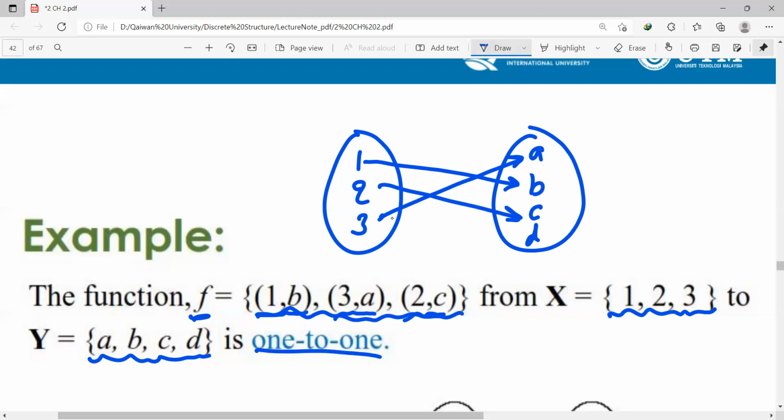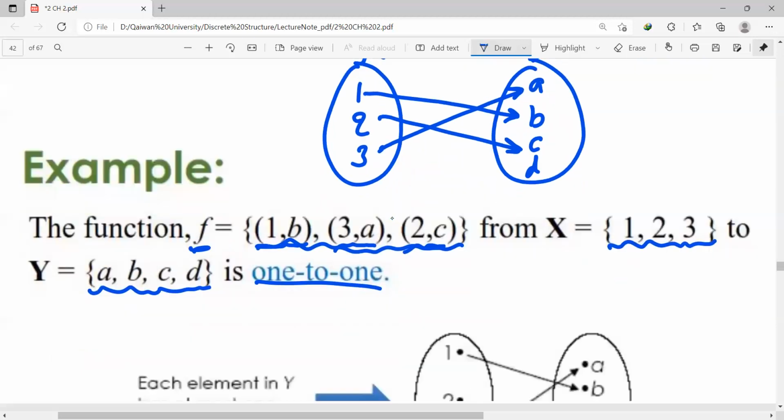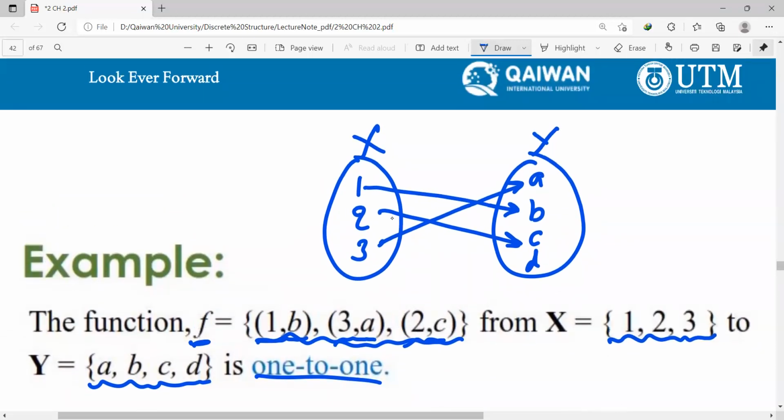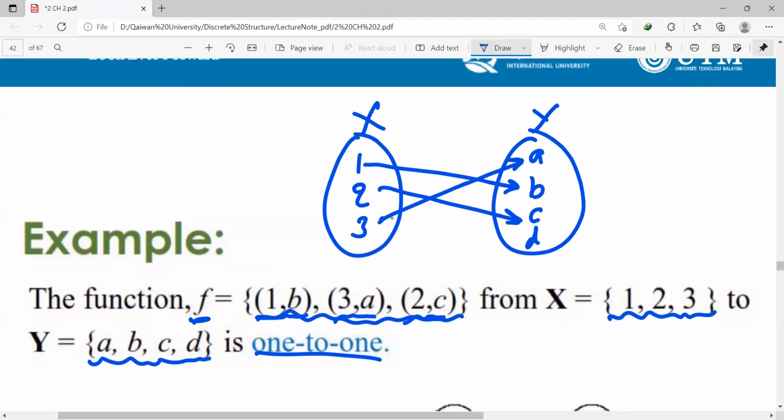This is X and this is Y. We say if we have an element in X which has no image, we say that's not a function. Okay? We don't talk about Y. So this function is one-to-one.